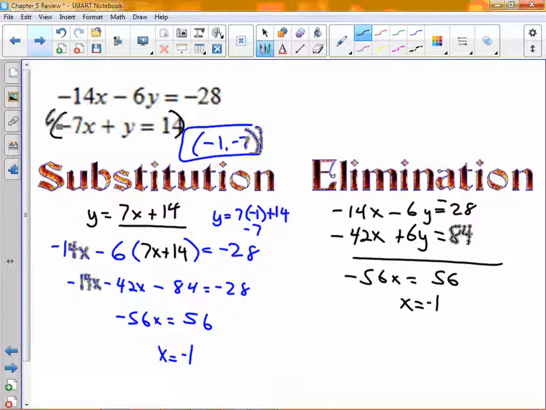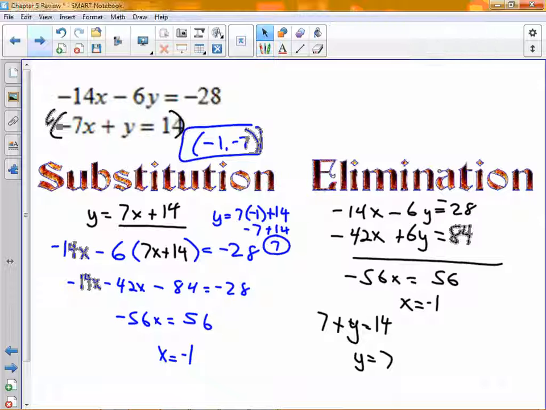So now I can take this negative 1, plug it into either equation. To me, it looks like the easiest equation might be to plug it into negative 7x here. So negative 7 times negative 1 is 7, plus y equals 14. So y is 7. Oh, where have I got a negative? I got a negative mistake somewhere. Right here, I got negative 7 plus 14. I should have got positive 7.